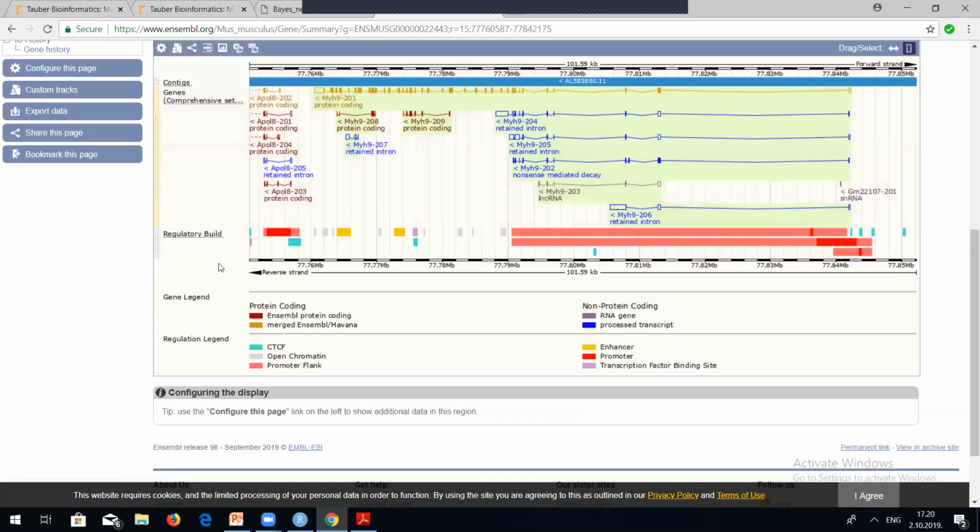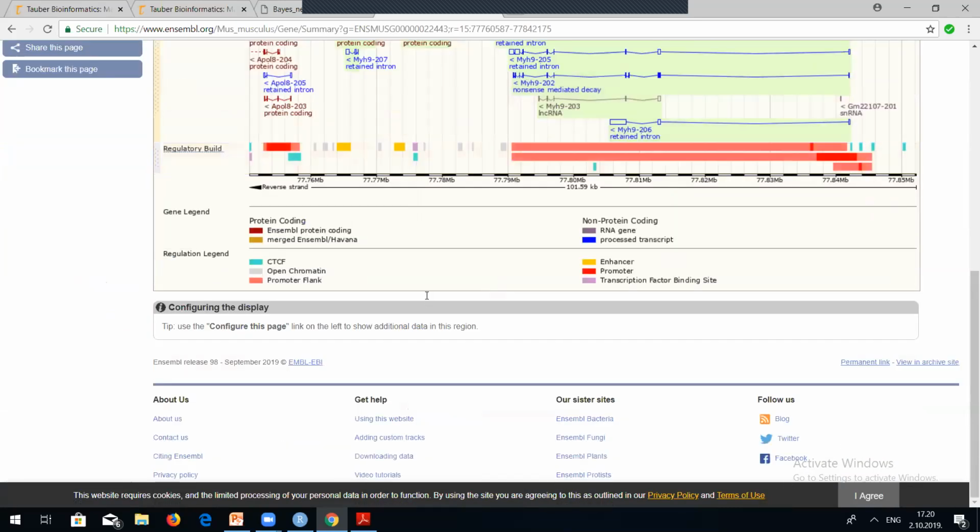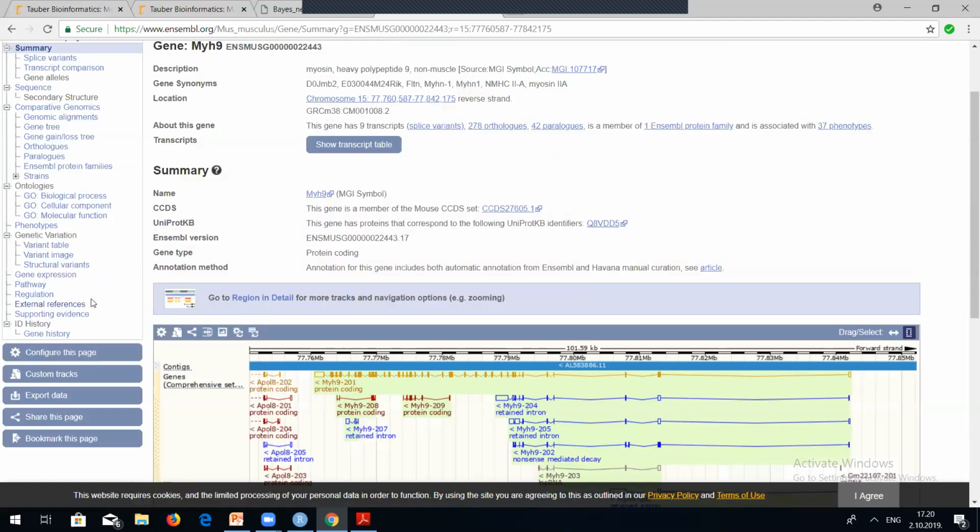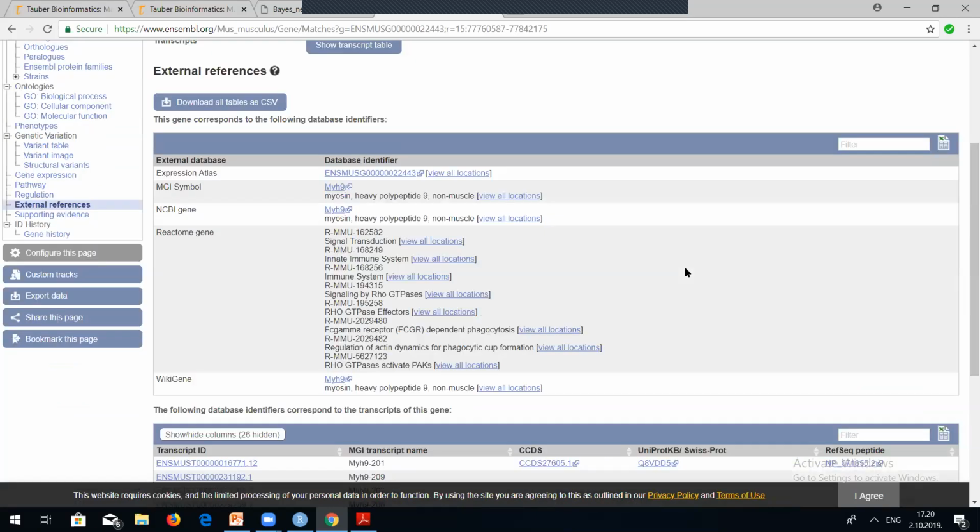You have some legend here, and then you have some tabs here on the left. This tab is very important. It's called external references, right? So it tells you what references of bioprocesses are connected to that gene. And we have something here that is called the Reactome.